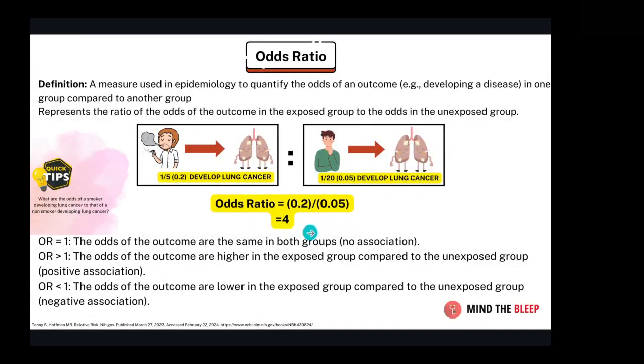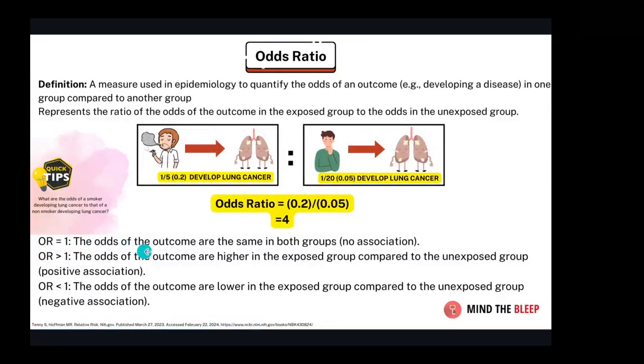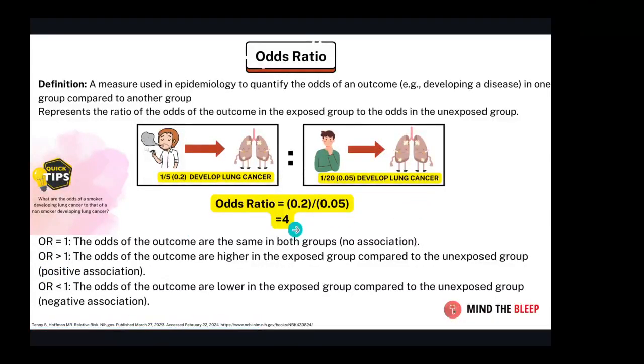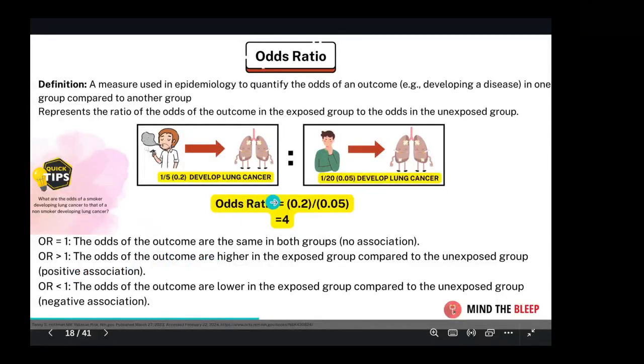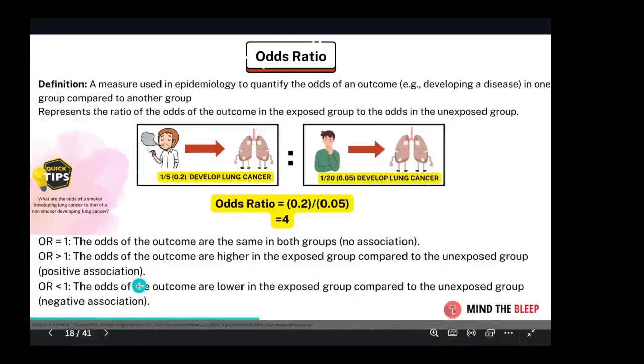So again, what do you do with this value? Similar to relative risk, if the odds ratio is equal to 1, the odds of the outcome, which is the lung cancer, is the same in both groups, which means there is no association between smoking and lung cancer. If the odds ratio is greater than 1, which is like 4 in our case here, the odds of the outcome, which is the lung cancer, are higher in the exposed group compared to those in the unexposed group, which means there is a positive association. And the third possible outcome is the odds ratio is less than 1, which means it's lower in the exposed group compared to those in the unexposed group.